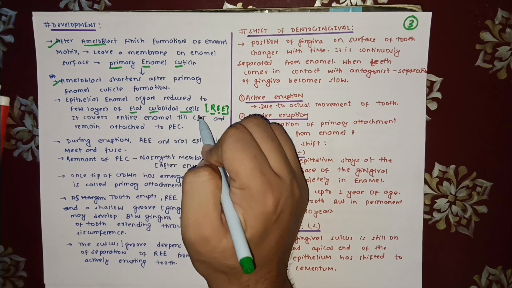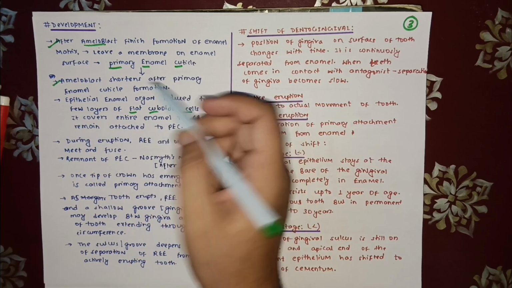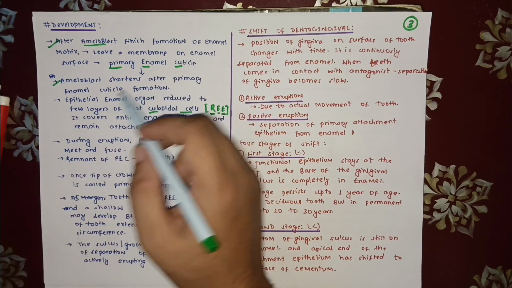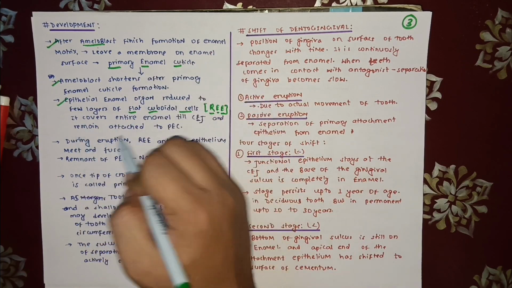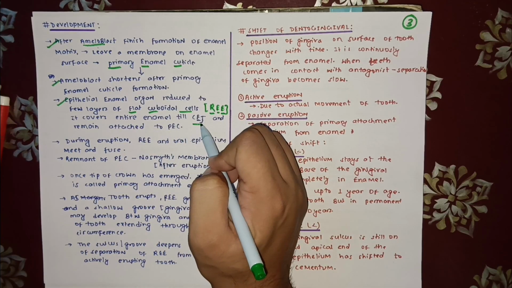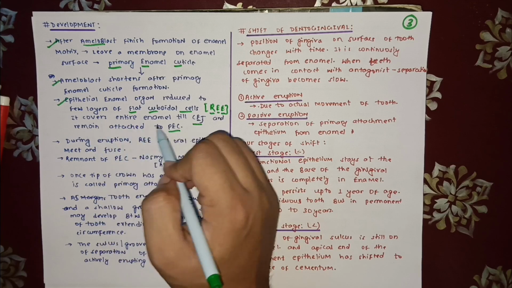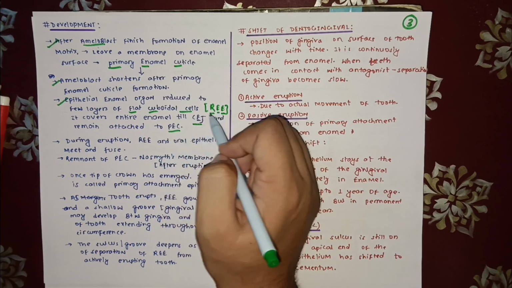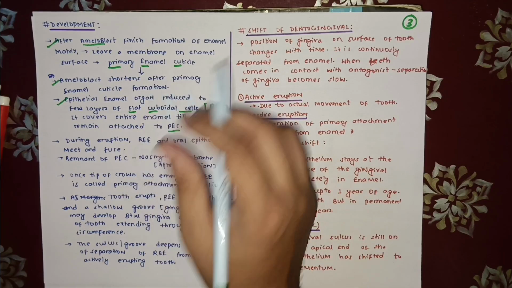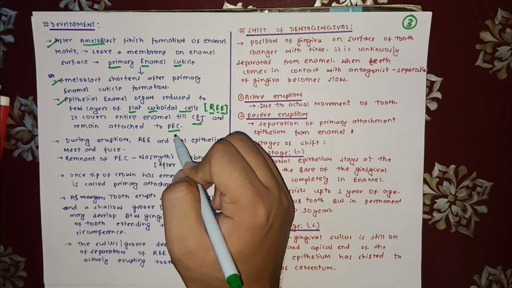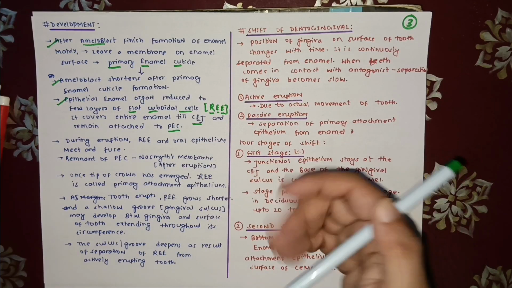So reduced enamel epithelium is a few layers of flat cuboidal cells reduced from the epithelial enamel organ. This is a very favorite question of your viva exams, also for your MCQ exams, and it covers the entire enamel till the cemento enamel junction and remains attached to the primary enamel cuticle. I will show you the picture now, but first we will discuss the text.